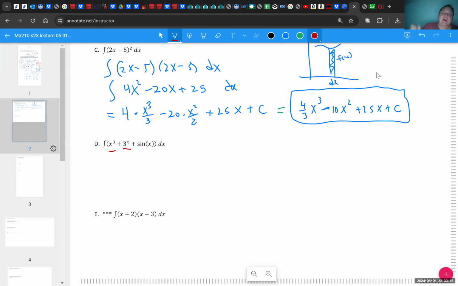All right, so we're going to get the antiderivative of x cubed. Do this in green, I guess. So that's x to the 4th over 4. The antiderivative of 3 to the x is 3 to the x divided by ln of 3. That's supposed to say ln. There we go. And that's the formula over here.